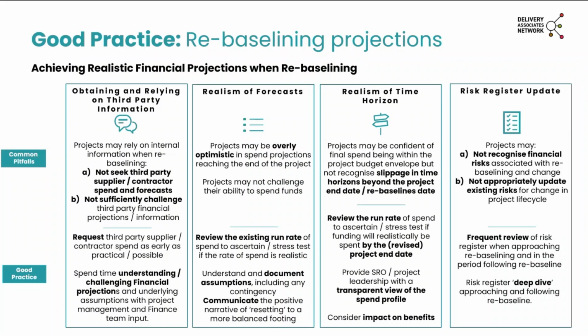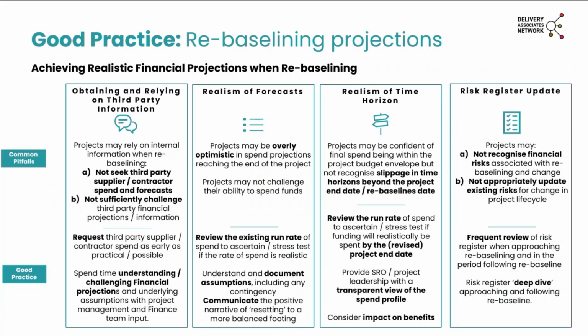And where they receive that information, teams may not sufficiently challenge that information to make sure that they really understand it and try and receive more assurance of how robust that information might be. So what we do suggest is that you request third-party supplier information as early as possible when you are aware that you're going to rebaseline the budget on your project. Make sure that you spend time understanding the information that's received and challenge those financial projections, including any underlying assumptions, as these pieces of information are likely to be key inputs to the rebaselined budgets.